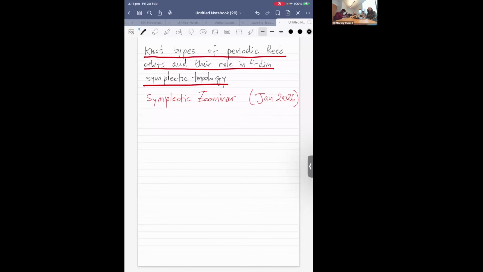So we are happy to have today Umberto, who will tell us about some types of periodic orbits and their role in four-dimensional symplectic topology.